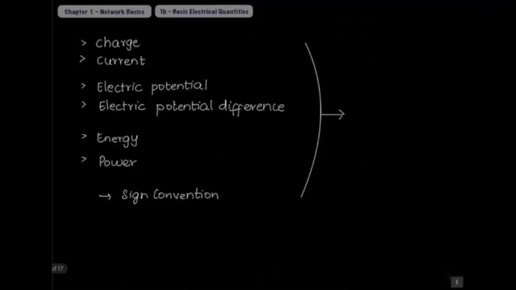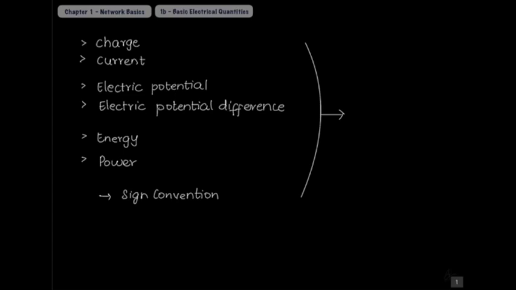So in this section, let's split up and understand some of the basic quantities that we use for analysis. First, we'll start with charge and its associated quantity, electric current. Then we'll discuss electric potential and its associated quantity, electric potential difference, followed by energy and power. Once we go through these basic electrical quantities, we'll discuss the sign convention that we'll use for any questions in our network analysis.